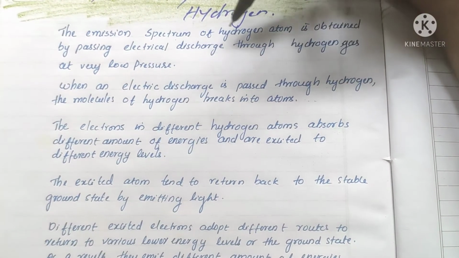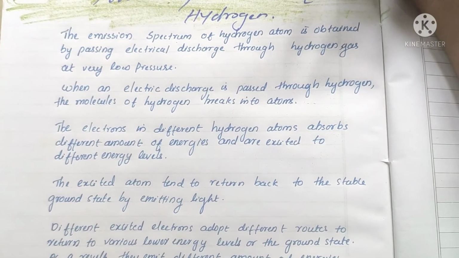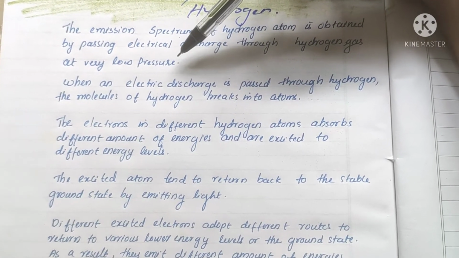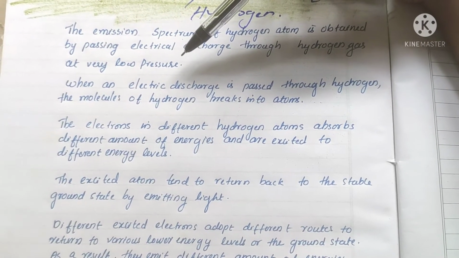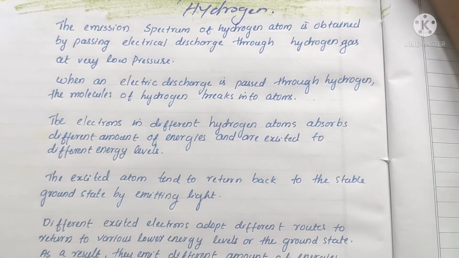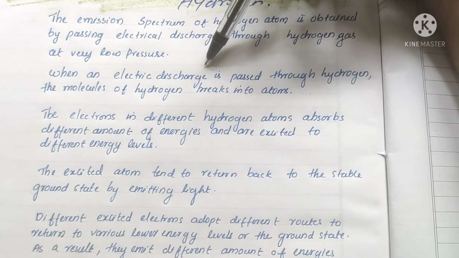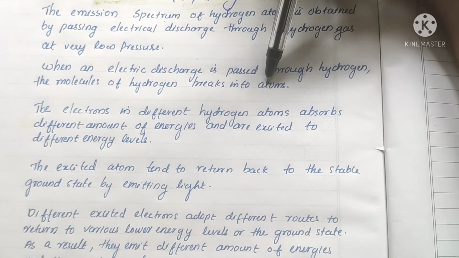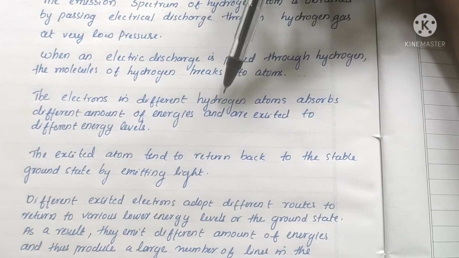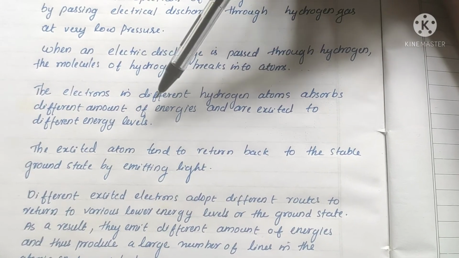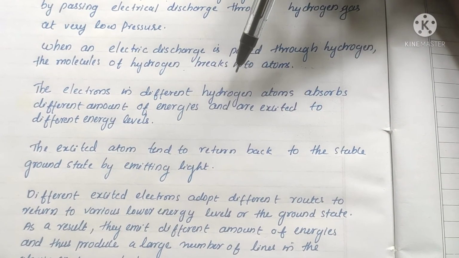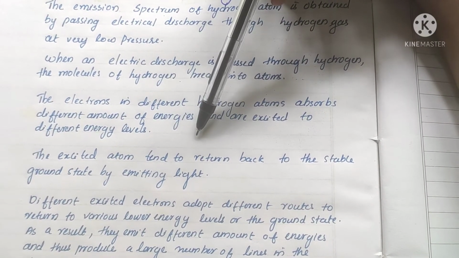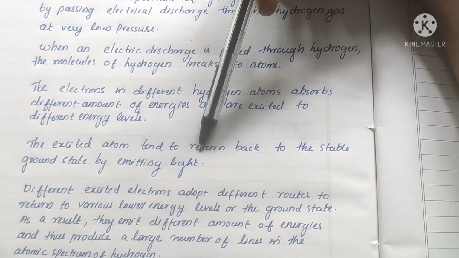The emission spectrum of hydrogen atom is obtained by passing electric discharge through hydrogen gas at low pressure. Hydrogen gas contains a large number of molecules. When an electric discharge is passed through hydrogen, the molecules of hydrogen break into atoms. The electrons in different hydrogen atoms absorb different amounts of energies and are excited to different energy states. Excited atoms tend to return back to the stable ground state by emitting light.